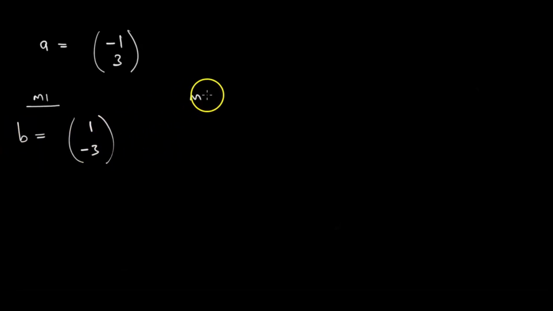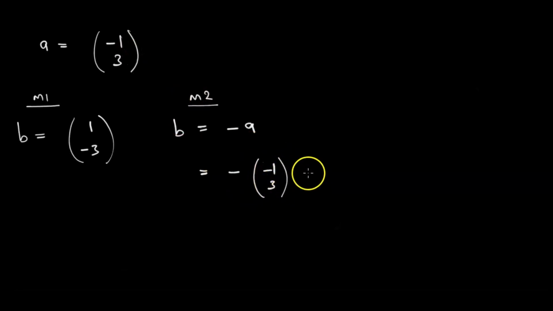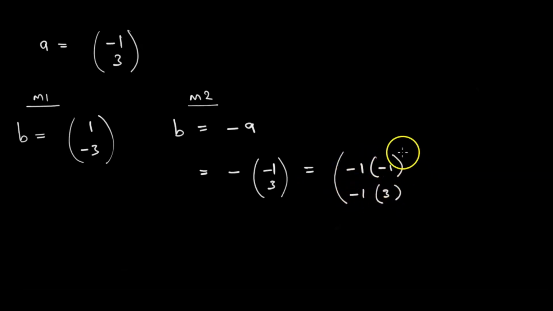Then method 2, using the scalar multiplier. Since we want the vector we have reversed to be b, b should be equal to -a. This means b is equal to minus, what is a? -1, 3, which means we have -1 multiplying -1 and also -1 multiplying 3. So this is equal to what? -1 times -1 is 1 and -1 times 3 is -3.